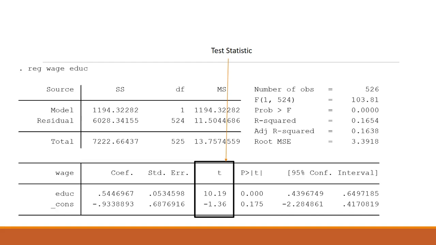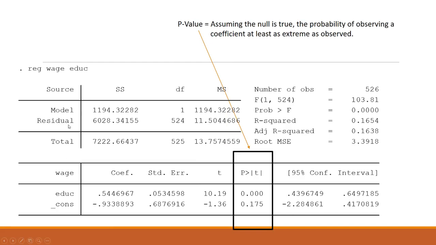All right, so we need to find our p-value. Well, Stata is so nice, it gives it to us. All right, here is our p-value. This is our p-value for education, for the education variable, for beta 1 hat, and this is our p-value for beta 0 hat. All right, the p-value, assuming the null is true, is the probability of observing a coefficient at least as extreme as the one that we observed.